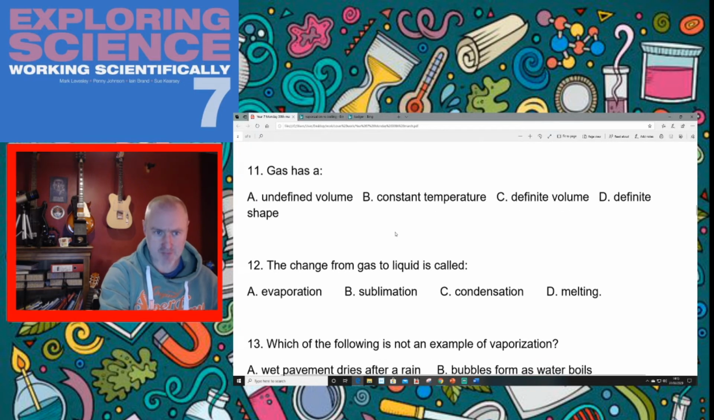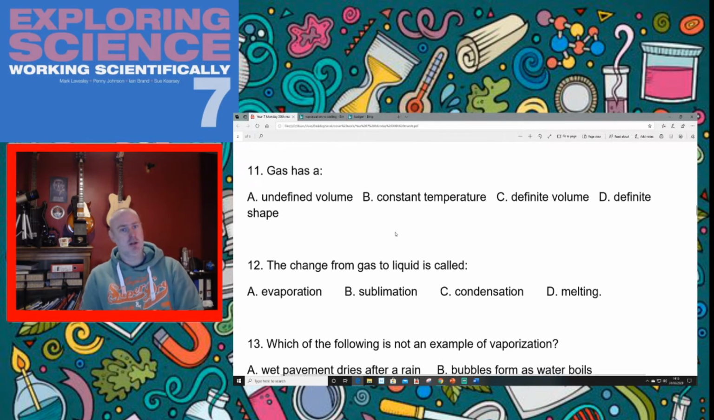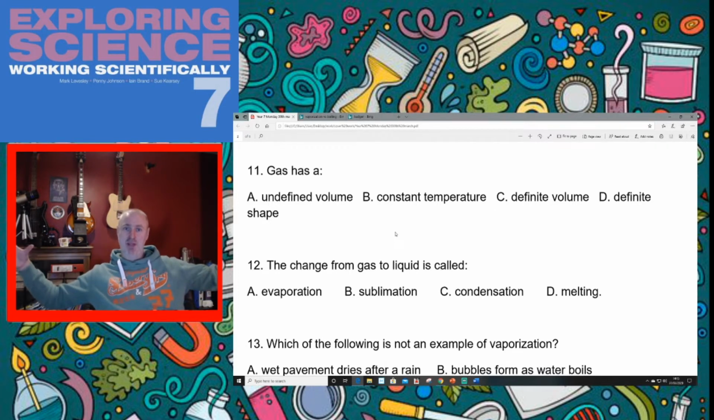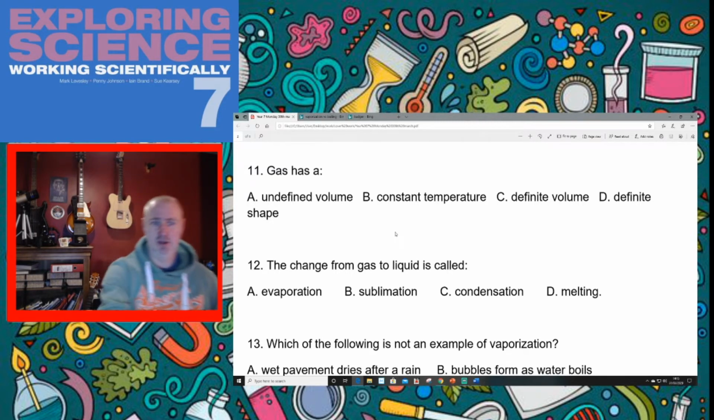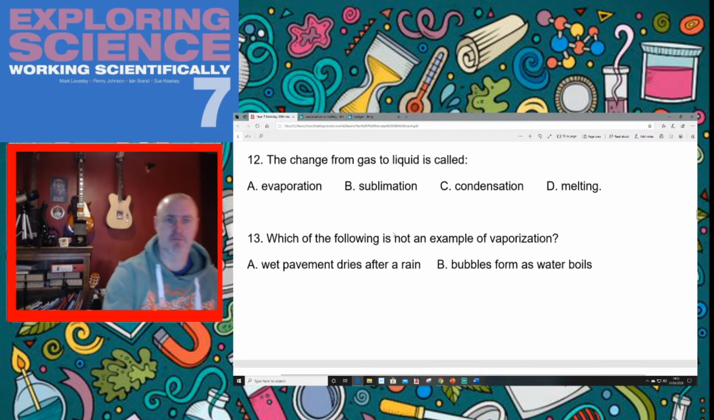Question 11. Gas has an undefined volume and an undefined shape. That's dictated by the container it's in. If I've got a really big container, the gas will take a bigger volume. If I've got a smaller container, the gas will take a smaller volume, and it will take the shape of the container. So that's A for question 11. Oh, nearly a third of the way through.